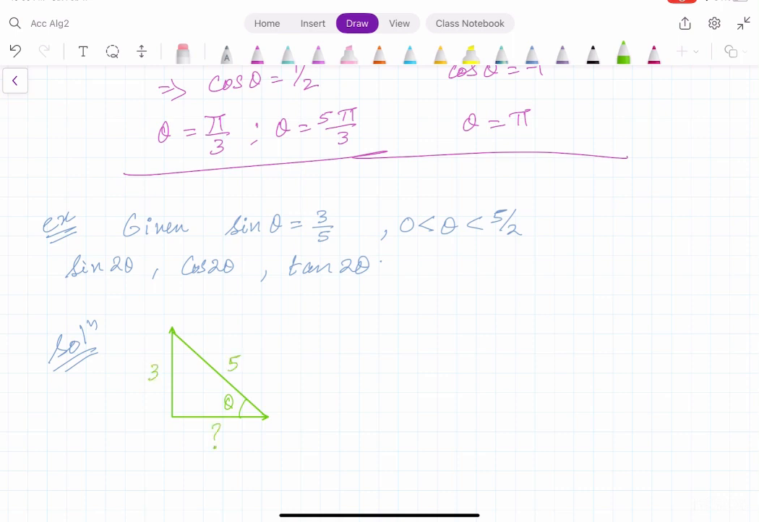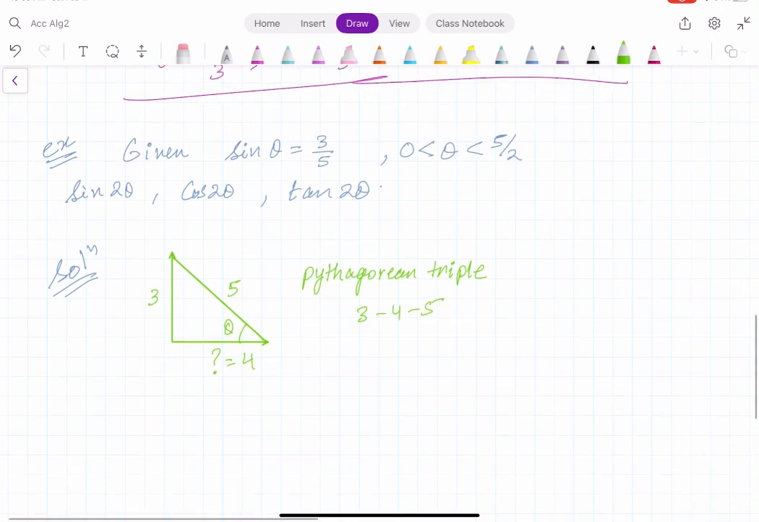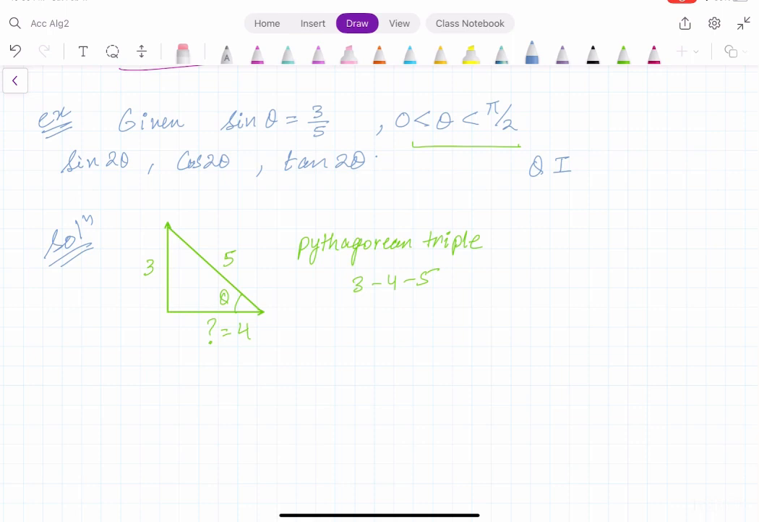Hypotenuse is always positive. So we have the basic Pythagorean triple, 3, 4, 5. So I know the adjacent is 4. So can I write cos? Cos will be 4 over 5 and tangent will be 3 over 4. Because the restriction says it should be between π/2 and 0, we are talking about quadrant 1. So we have all the information about SOHCAHTOA, sine, cosine, and tangent.